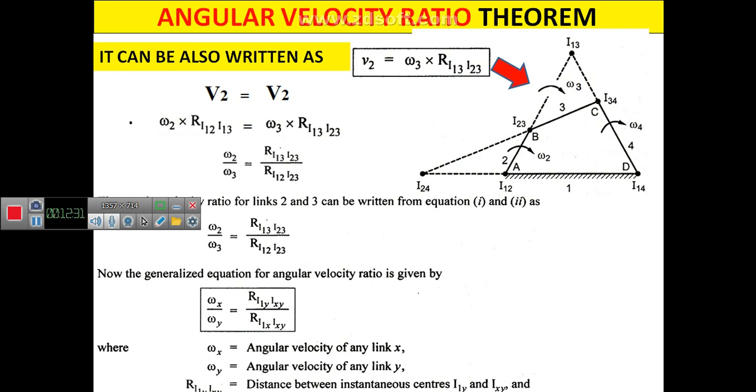Both are equal, so you equate both equations, keeping all the angular velocities on one side and the remaining things on the other side. Finally you get omega 2 by omega 3 equals the radial distance of I13 to I23 divided by the radial distance of I12 to I23. That is the final result we can achieve. Using this we can find the velocity of a particular link. So I think you understand all the things. Thank you all.